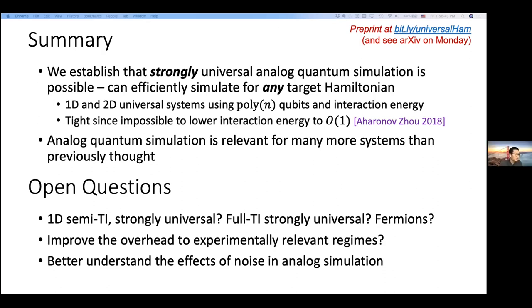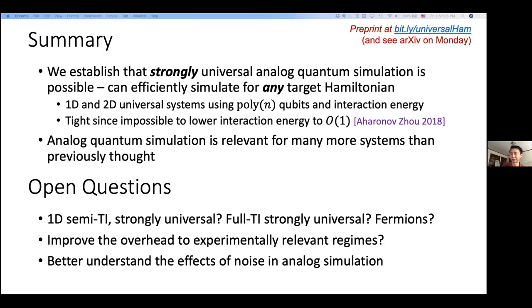Andreas Gideon is asking, did you say that fully translational invariant strongly universal is impossible due to information theoretic arguments? Yeah, so maybe I skimmed over that a bit too quickly. There are slightly different notions of fully translational invariance. If you require the very strict version where the only free parameter is the system size, then in that case, it's impossible.